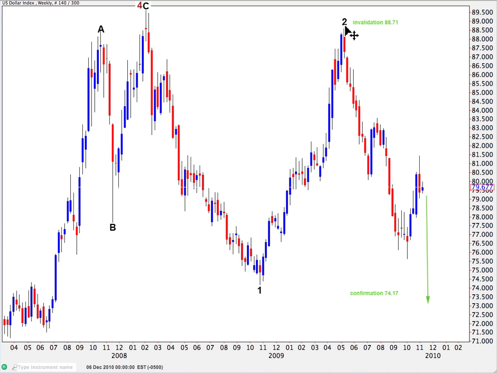It's an outlying alternate. Thereafter, this wave count expects that the dollar is within a third wave to the downside at intermediate degree. This wave count will be confirmed if price falls below 74.17 and invalidated with movement above 88.71.